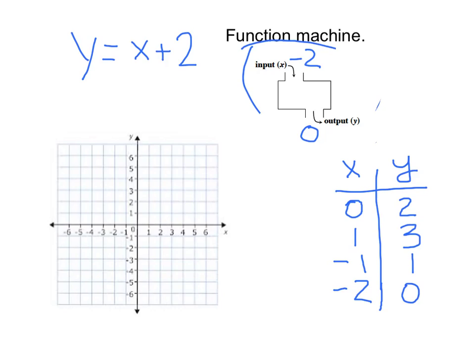All right, so I'll try to do that. So x equals 0, y equals 2 is right there. X equals 1, y equals 3 is right there. If x is negative 1, y is positive 1 is right there. And if x is negative 2, y is 0, that's right on the x-axis. And so our graph is going to look something like this. Okay, so that would be the graph of the equation y equals x plus 2.